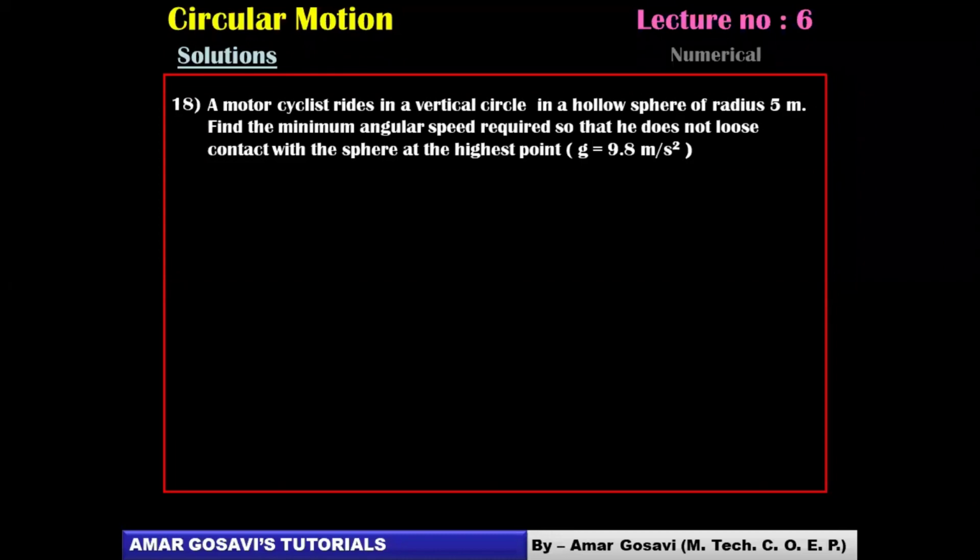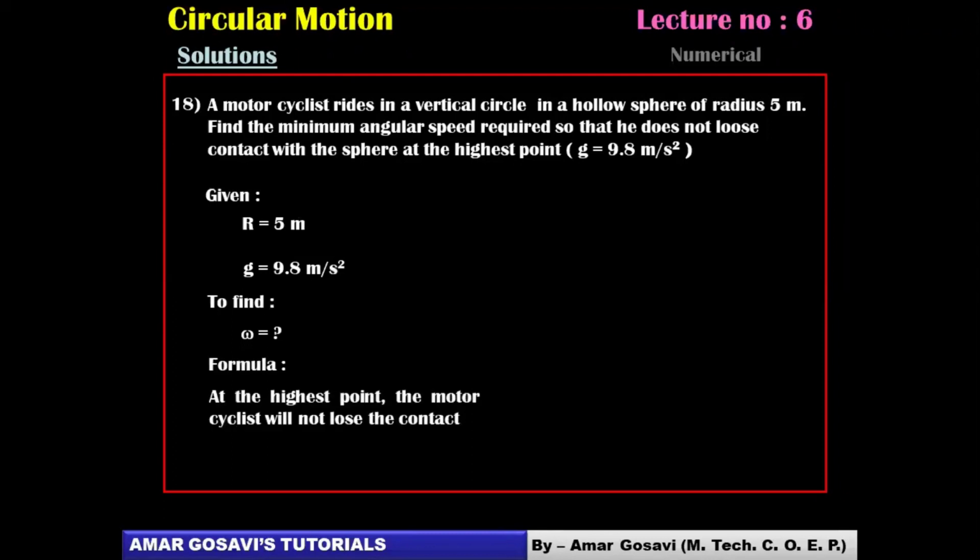You are supposed to find the minimum angular speed required so that he does not lose contact with the sphere at the highest point. At the highest point, why is he going to fall down? Because of his weight. If the centrifugal force balances his weight, he won't fall down. If that balancing does not take place, he will fall down. So at the highest point, the motorcyclist will not lose contact only when this force nullifies the weight, m r omega squared equal to mg. That's the speed with which he has to move so that he does not lose contact at the topmost point.